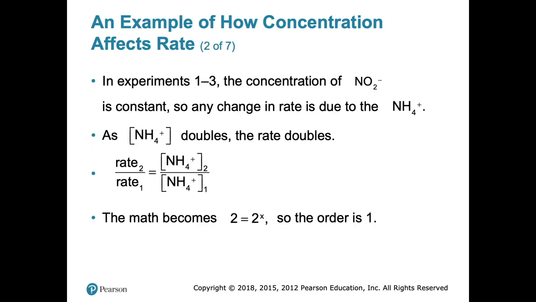Okay, so for experiments 1 through 3, the concentration of nitrite stayed the same. So any of the changes in the reaction is actually because of the change in ammonia. Reactions 1 through 3 were the ones where I doubled the concentration of ammonia every time.